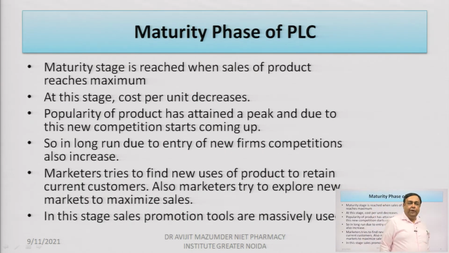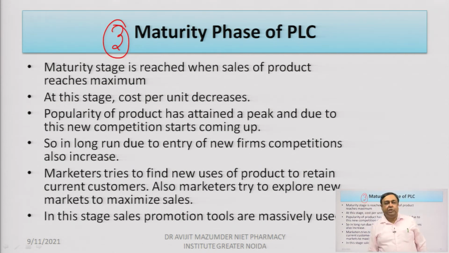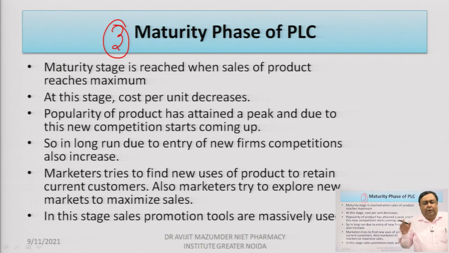We are moving on to phase number 3, which we are calling the maturity phase or the stationary phase. It is the phase where the sales of the product reach a maximum. There is no further scope of increasing sales. So, cost per unit gradually decreases.